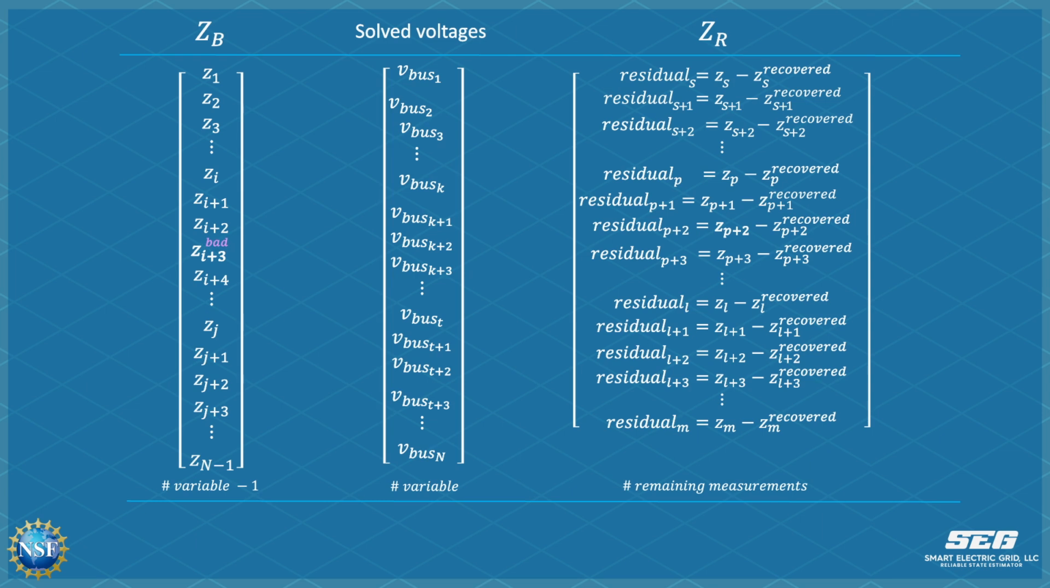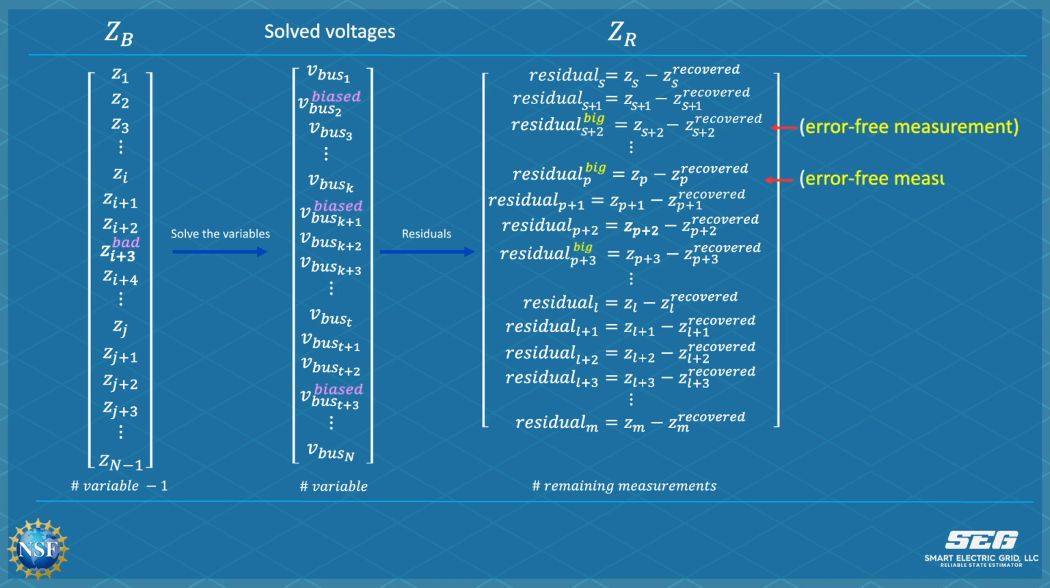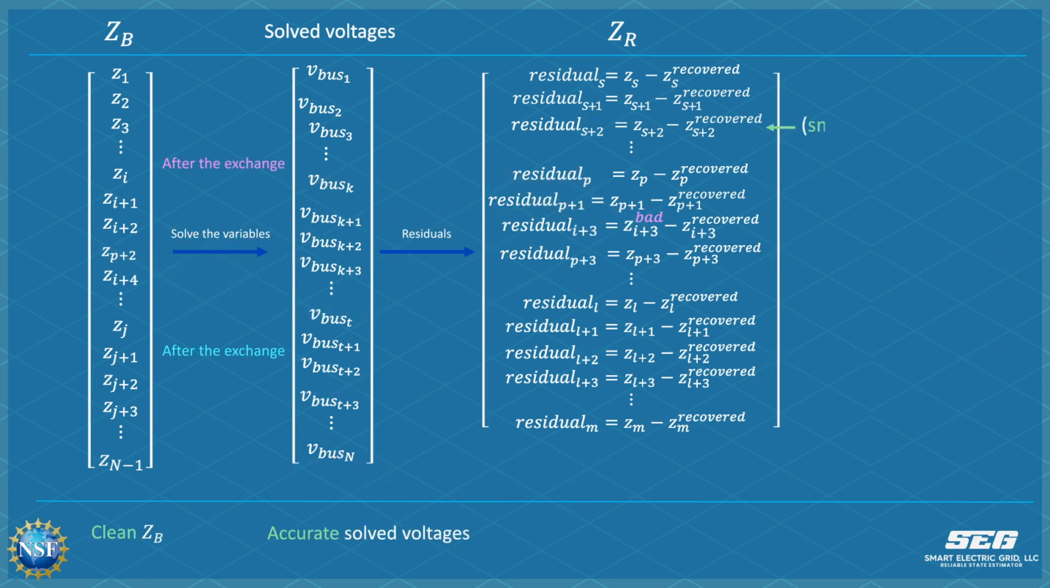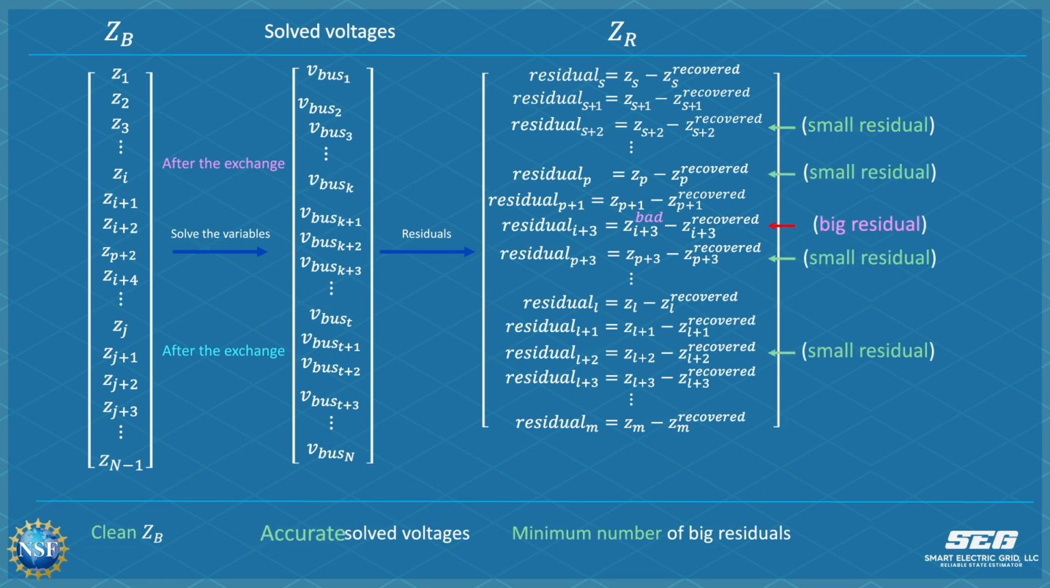For this case, the bad measurement I plus 3 in ZB causes biased voltage solutions at buses 2, K plus 1, and T plus 3. These biased voltages will result in big residuals on multiple measurements in ZR because the recovery of those measurements uses these three biased voltages. If the bad measurement I plus 3 is replaced by an error-free measurement P plus 2 in ZR, the error-free measurements in ZR that originally had big residuals due to the biased voltage I plus 3 will now have small residuals because the originally biased voltage solutions now become accurate.